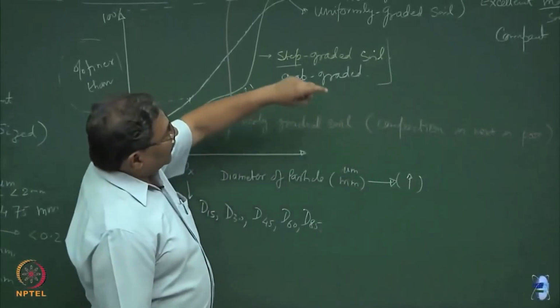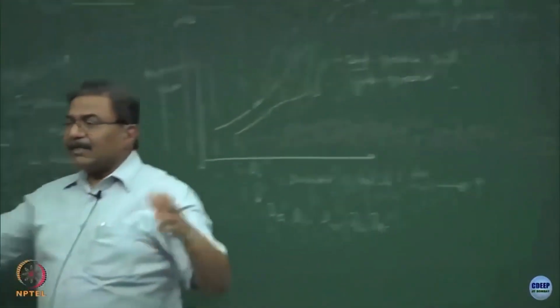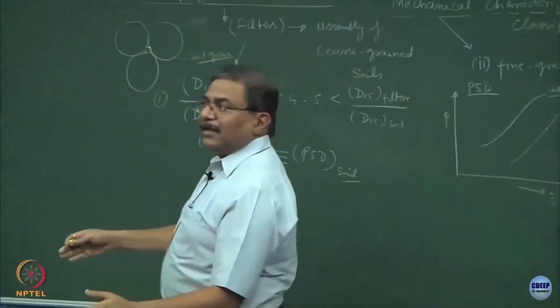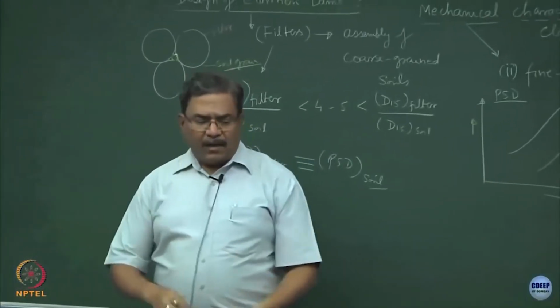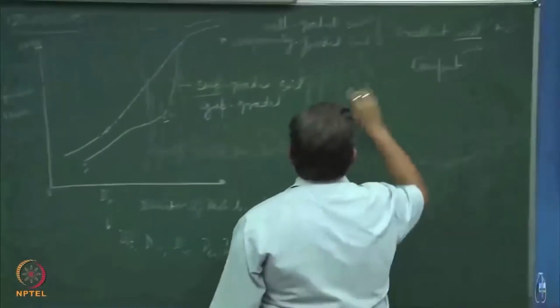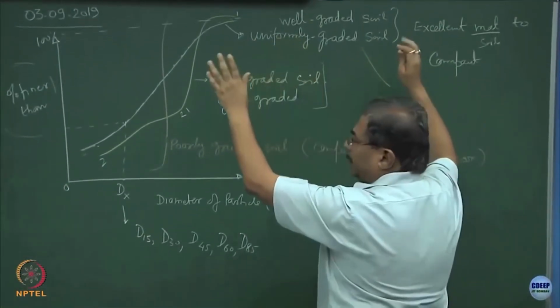And if you really want to compact a material, this has to be a material where most of the particles of different sizes are available in it. Alright, then only the materials can be compacted. What is the theory behind this? The theory behind this is uniformly graded soil, well graded material.